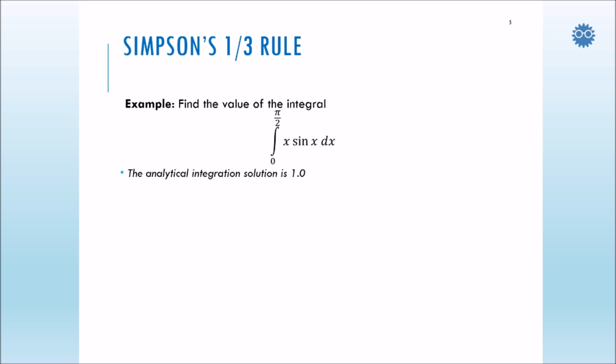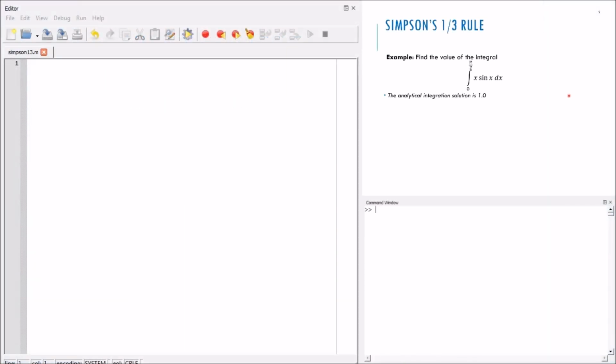Now let's go to the editor and start typing our program, and we'll see the result in the command window on the lower right of the screen. Here we start simply by defining the function. So f equals at, here we define an anonymous function. The anonymous function is generally very simple and flexible to use in MATLAB and Octave. Let me enlarge this, okay, sine x.